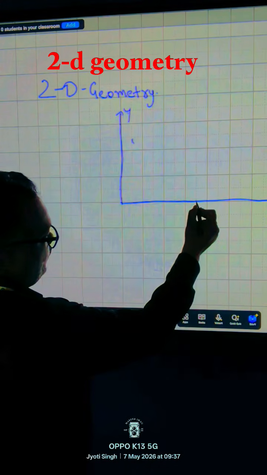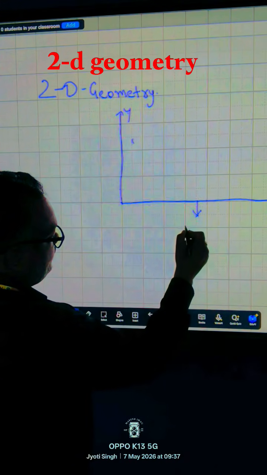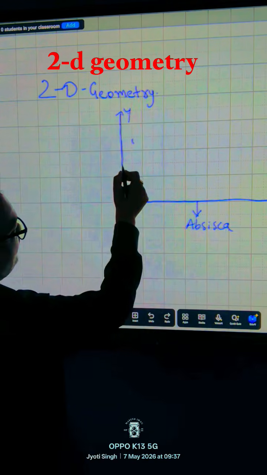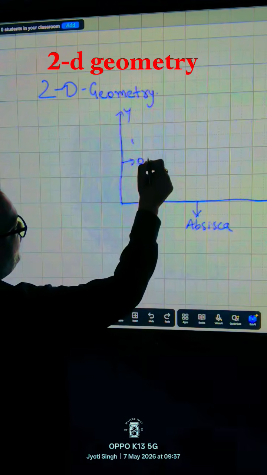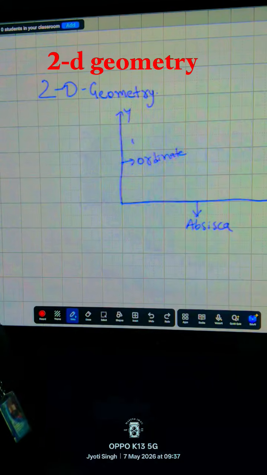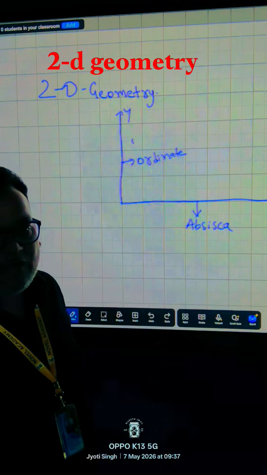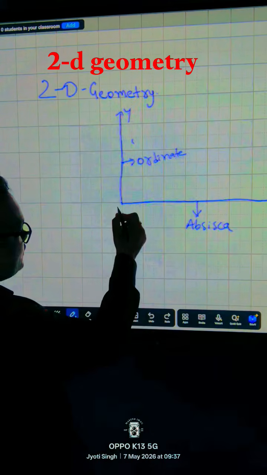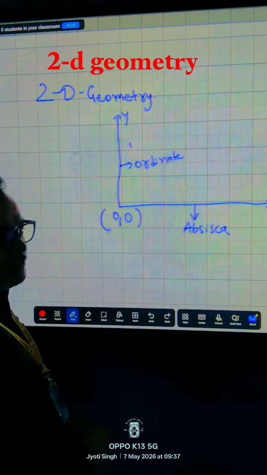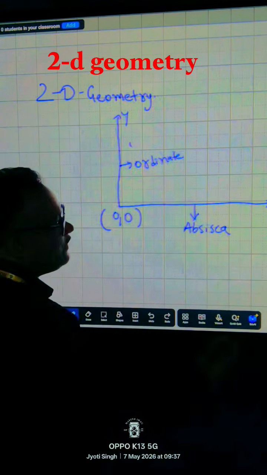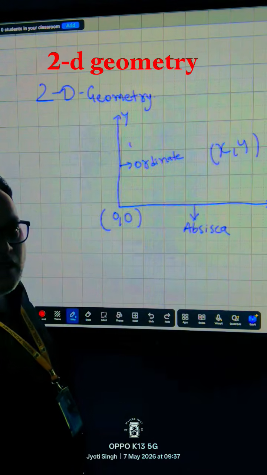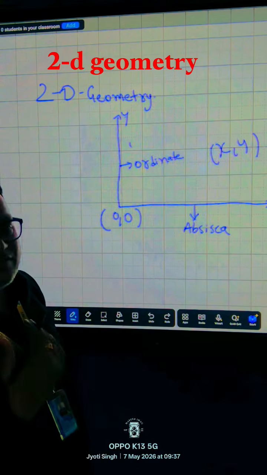So when we talk about x-axis, it is called abscissa, and when we talk about y-axis, it is called ordinate. So always x-axis and y-axis center position is called the midpoint, which is named 0, 0, and always the coordinates are represented as x, y. Always the first value is x and the other value is y.